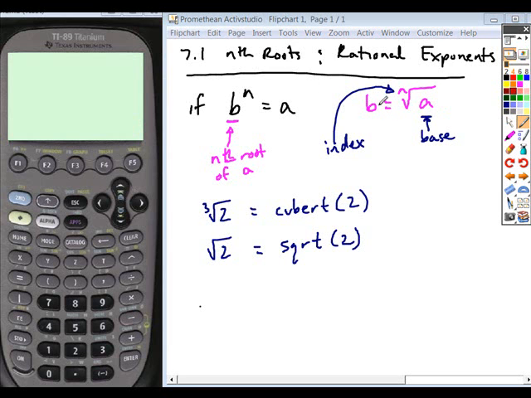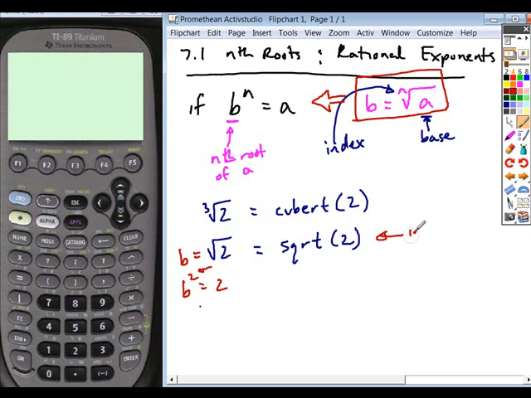Let's think about taking this example that they give us right here and kind of going backwards. If we know that root 2 is equal to b, then 2 is equal to what? b squared. So what is the index? 2, right? So in a square root, the index is an unwritten 2.